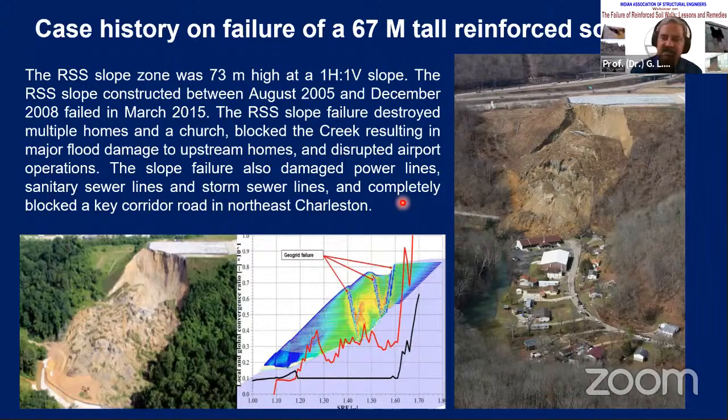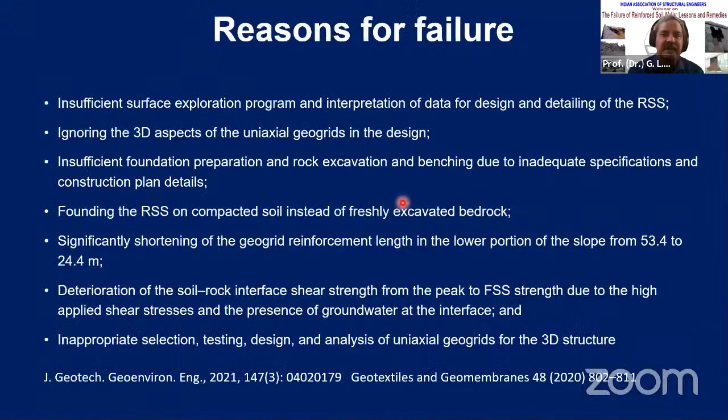You have even papers coming on this, very interesting analysis by different people, and different people have different opinions, as usual. But then, what are the lessons that we're going to learn here? It's very interesting. When it is such a complex structure, there was an insufficient subsurface exploration program and interpretation. So there was not much detailing, and the interpretation was not really okay. Then they ignored 3D effects. A very interesting thing is that we assume the tensile strength is only in one direction, and the other directions need not be considered. But here is a case where the geogrid used was uniaxial. So the problem is that this contributed, and there were a lot of deformations in other directions. So maybe it led to some problem.